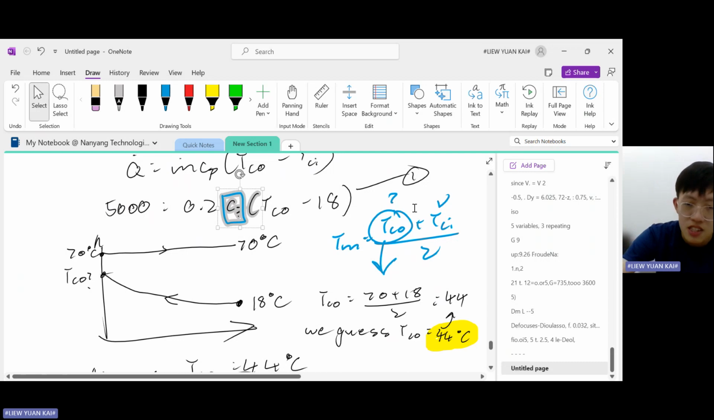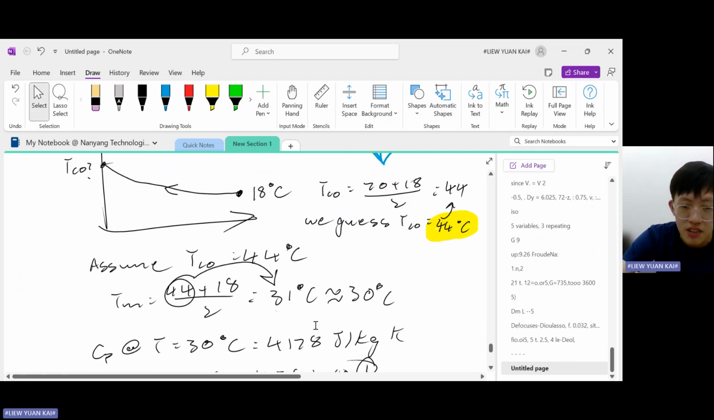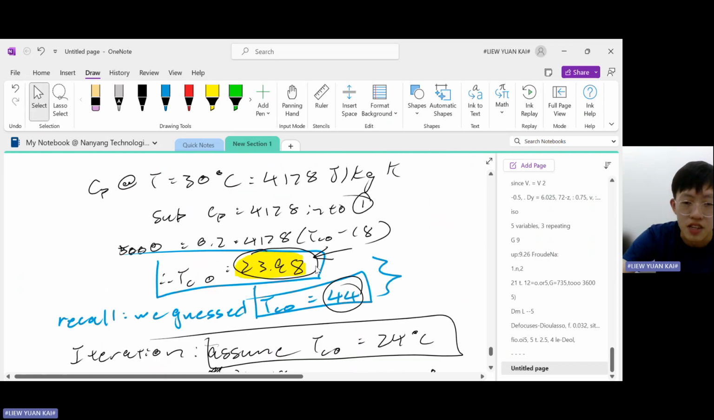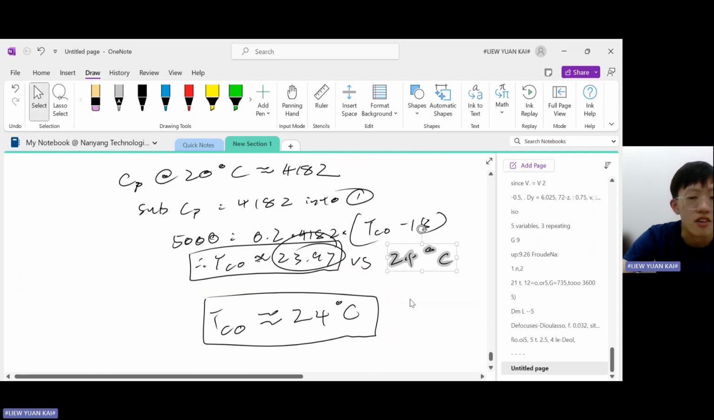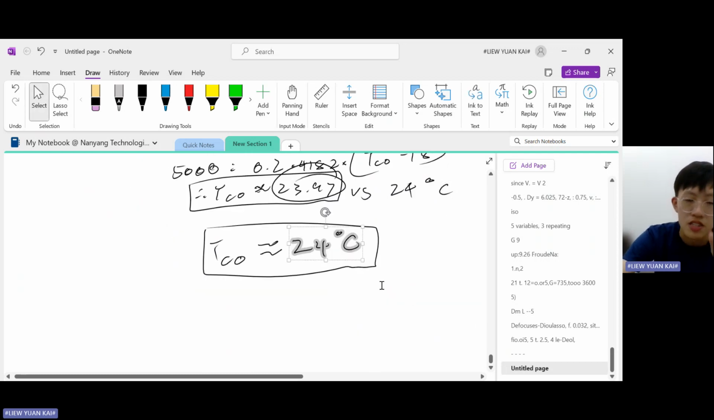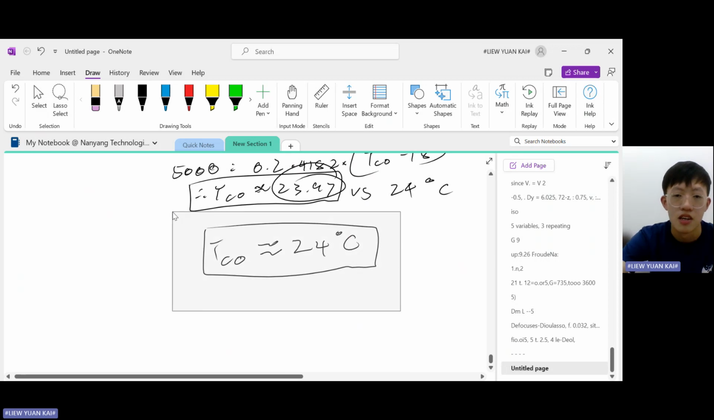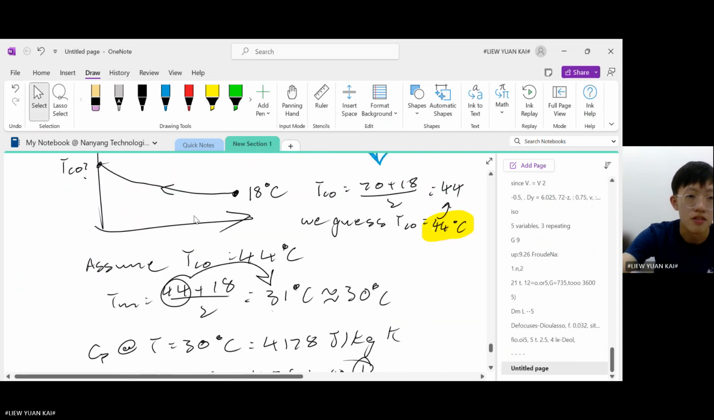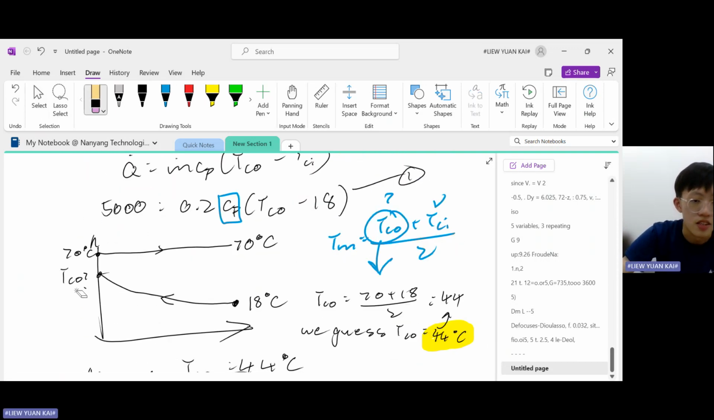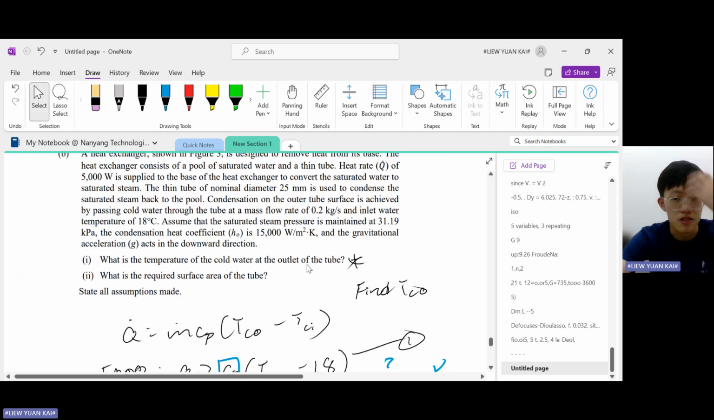So what you do is you guess first, and then after that you calculate out the value. If the calculated value is far away from the one you guess, then do another iteration. You use the updated value as your next guess. And if your calculated value is very close to your guess, then you can stop. So you say about 24 degrees Celsius. This is just an estimation only. So 24 degrees Celsius, good enough. So now you know that our outlet is about 24 degrees Celsius.